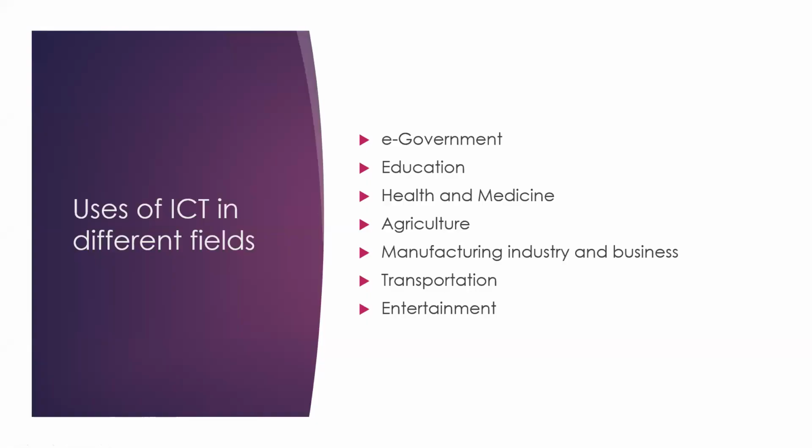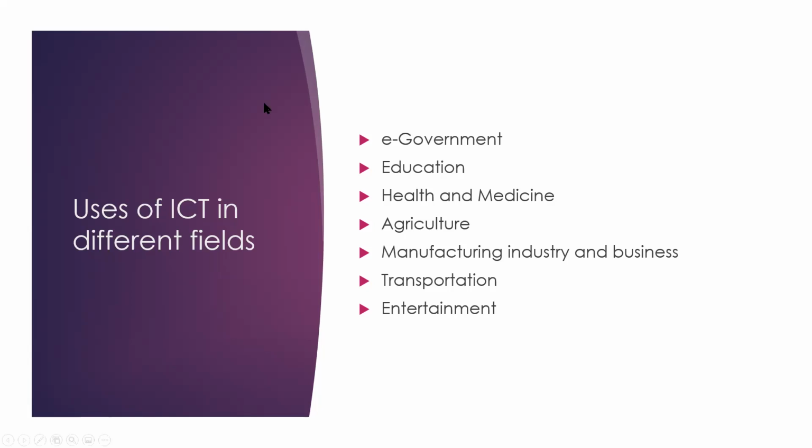Right. So, uses of ICT in different fields. Under that we are going to talk about multiple subtopics. The very first one, we are going to look at how the government provides different services to its citizens, to business, to other governments and so on. Then we will look at how ICT is used in education, especially now that online learning has become a part of day-to-day activities. Things have changed over time. Then health and medicine, even that has changed because of ICT. Then agriculture, where we are using a lot of equipment and technology. Then manufacturing, industry and business, which heavily depend on ICT, then transportation, and finally entertainment.